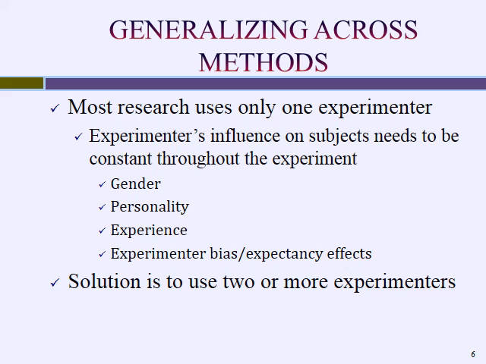Now, a solution to this problem of one experimenter is to use two or more experimenters, and that has variability. So maybe have one young female that has, I guess, a more instrumental personality, and then you can have an older male that's warm, and maybe even 3 experimenters. So you get variability in your experimenters. So the results aren't contingent on just one person and their characteristics, but a whole range of individuals that help conduct the experiment.